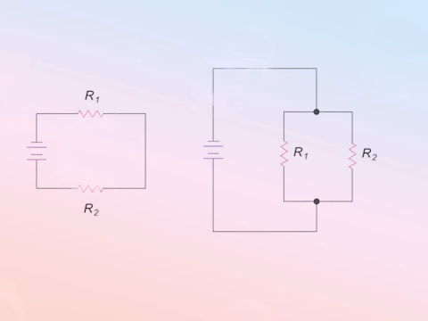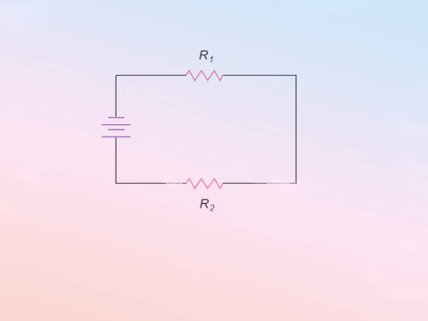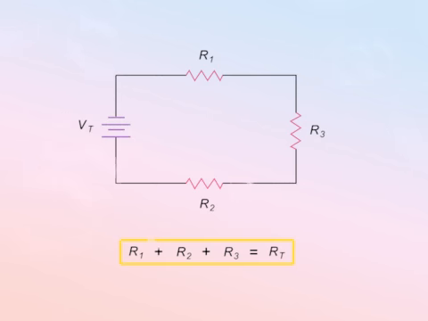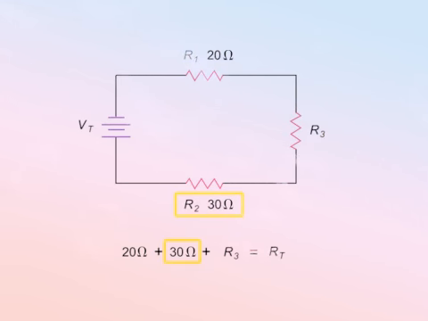Total resistance in series and parallel circuits can be determined using basic equations. The total resistance of load resistors R1, R2, and R3, shown here in series, can be determined by simply adding their ohms values together. So, if R1 has a resistance of 20 ohms, R2 a resistance of 30 ohms, and R3 a resistance of 10 ohms, the total resistance of the circuit is 60 ohms.